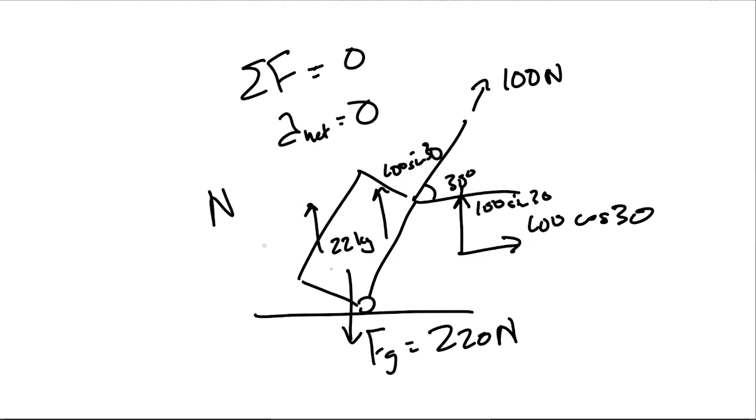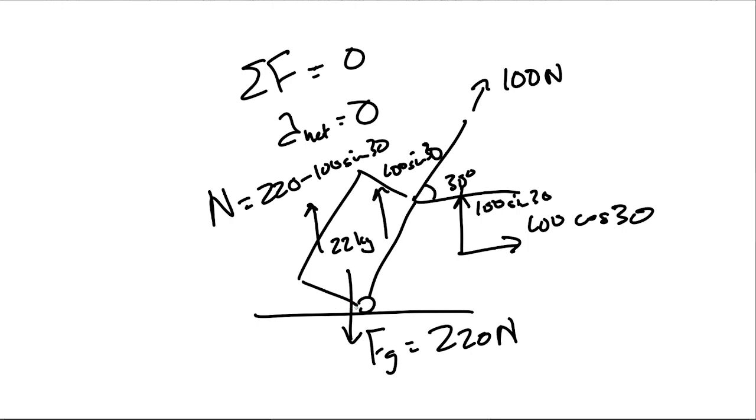Now, normal force, you might just say, oh, it's just 220 newtons, right? Wrong. This is going to be equal to 220 minus 100 sine 30. Think about it. If we have more force up than we have down, then this is just going to start floating up, accelerating up. We're not doing that, so these have to perfectly cancel each other out. So our normal force is this.